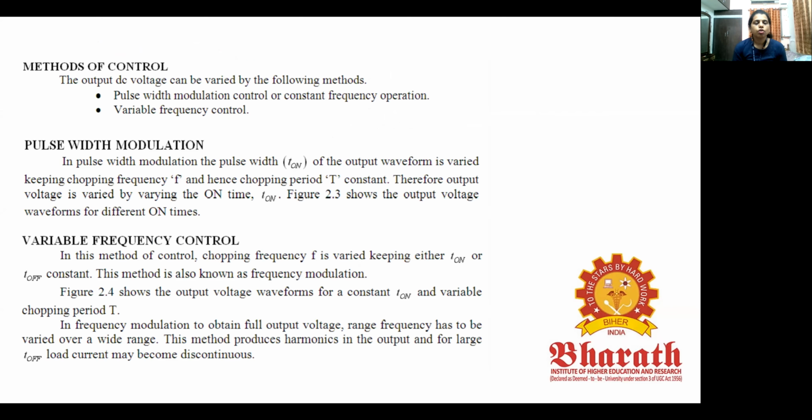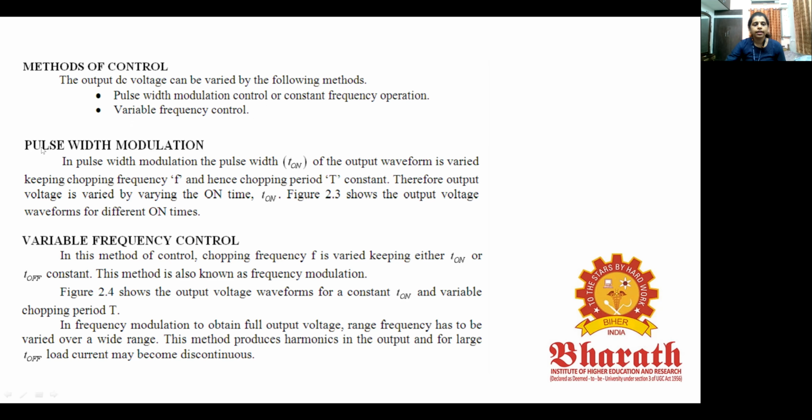So coming to methods of control. We have already discussed buck converter, boost converter, and a buck boost converter. So these control, we can do it by any type of control. So we have some control strategies of the chopper. The different methods of controlling the output voltage are pulse width modulation control, and the other one is variable frequency control. This pulse width modulation control is called constant frequency operation, and the other one is variable frequency operation.